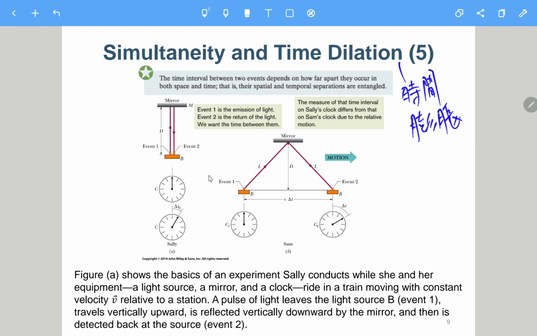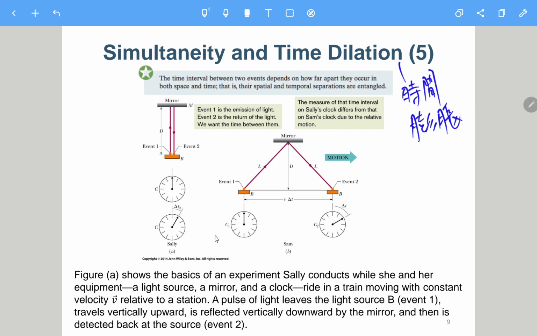Okay, so here, if this object is here, and there is a mirror, the distance between them is capital D. It transmits the light towards the mirror and then it reflects. So it can measure the time the light takes to travel this path, 2D. It measures the time to be delta t0.